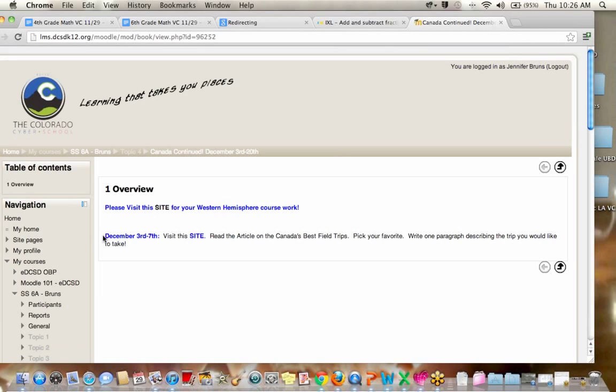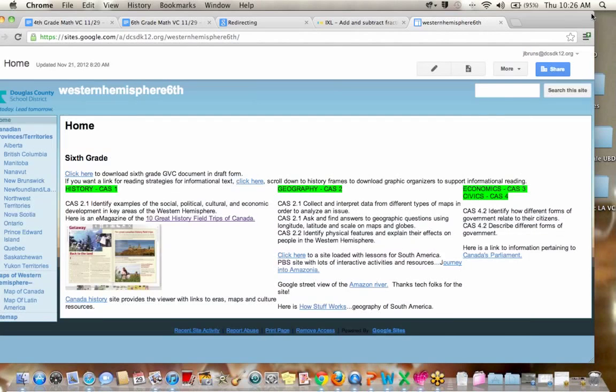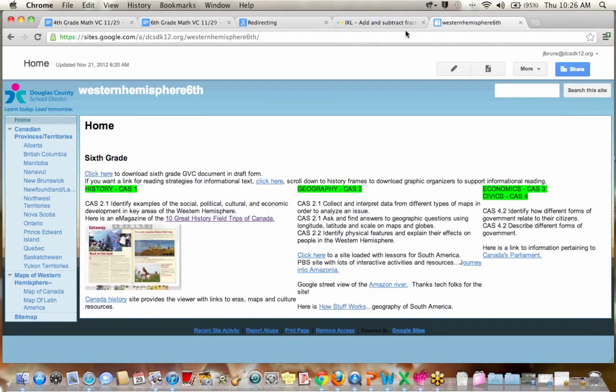And then next week, there's going to be a new assignment. So let me just take you to the website. Okay, so this is what it looks like. When you get there, you're going to notice all of the Canadian provinces along the side. I put some maps up of the Western Hemisphere. Second semester, we're going to start studying Latin America, so I'm going to make a bunch of new pages for Latin America. You don't need to necessarily worry about that yet, but just know that it's coming.